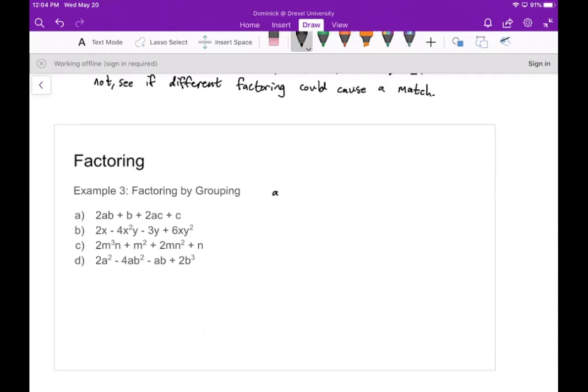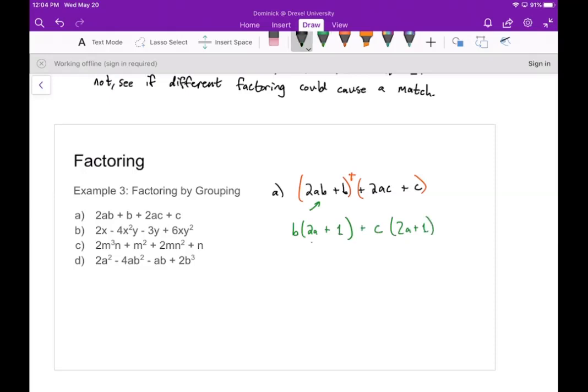So let's look at an example. So let's look at part A. So we have 2ab plus b plus 2ac plus c. All right, so I'm going to group the first 2 terms, group the second 2 terms with all their signs, and we're going to put a plus in between them. Okay, now we're going to GCF factor. If I look at this first expression, looks like I can factor a b out. What would I have left over? I'd have a 2a plus 1. Now in the second expression, it looks like I can factor a c out, and I'll have a 2a plus 1.